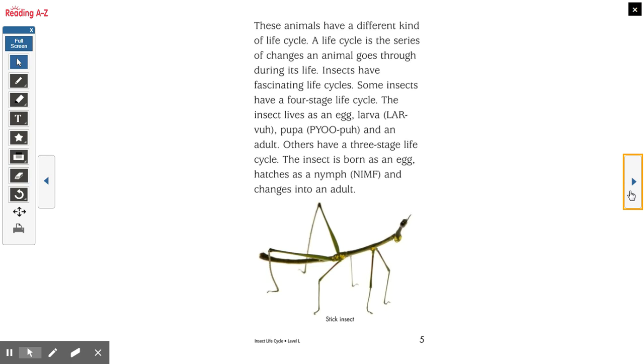These animals have a different kind of life cycle. A life cycle is a series of changes an animal goes through during its life. Insects have fascinating life cycles. Some insects have a 4-stage life cycle. The insect lives as an egg, a larva, pupa, and an adult. Others have a 3-stage life cycle. The insect is born as an egg, hatches as a nymph, and changes into an adult.